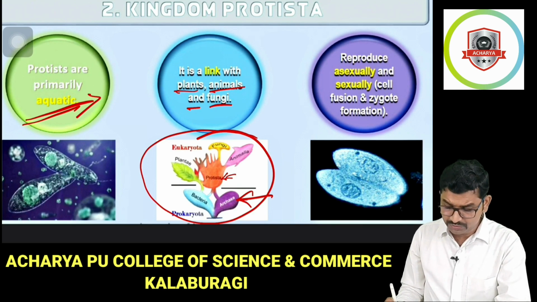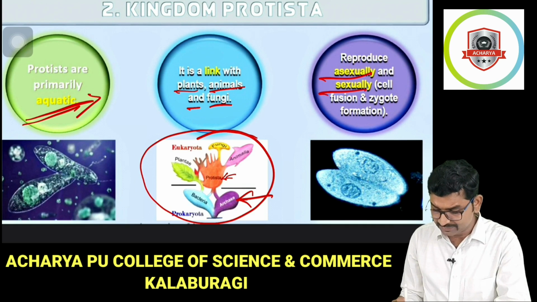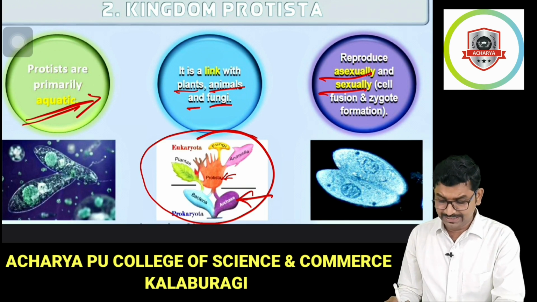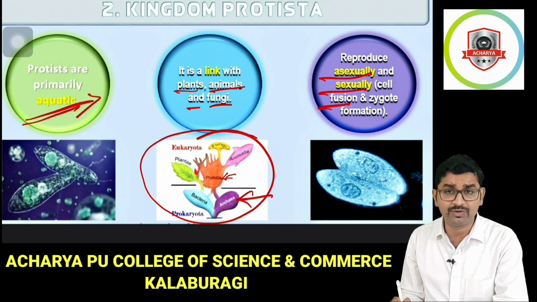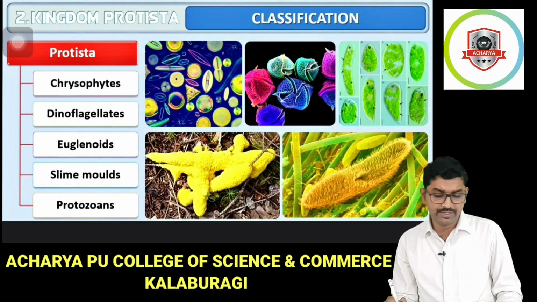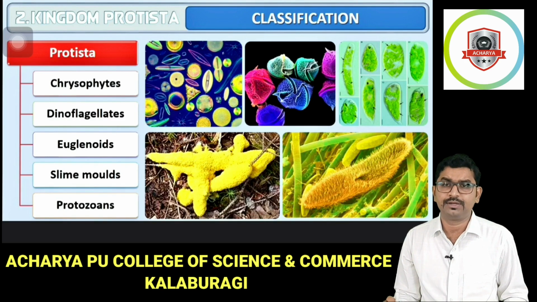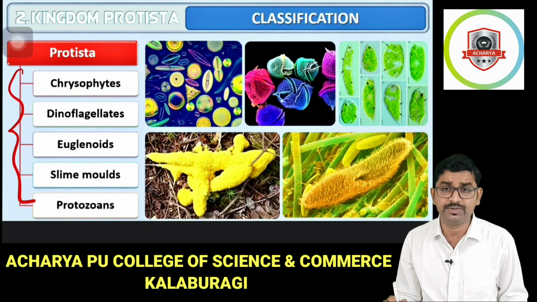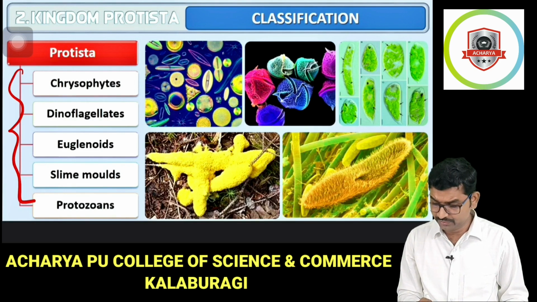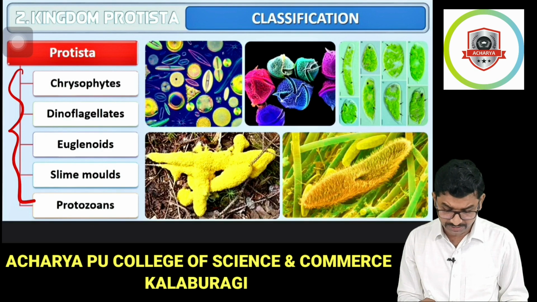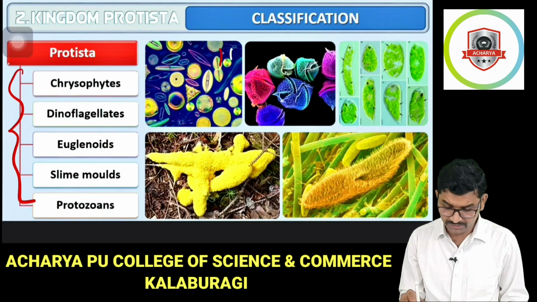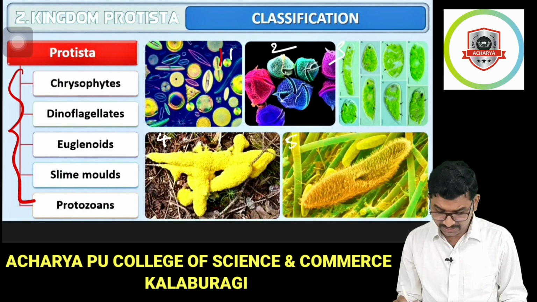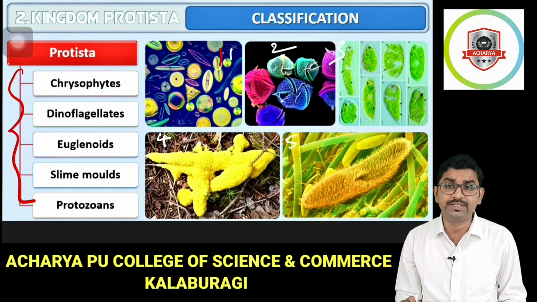All right. So they reproduce by two means, asexually as well as sexually. Sexual reproduction is through fusion and zygote formation. When we see the classification, kingdom Protista is classified into these five sections highlighted here: chrysophytes, dinoflagellates, then euglenoids, slime molds, and lastly the protozoans. The images have been displayed for your reference.